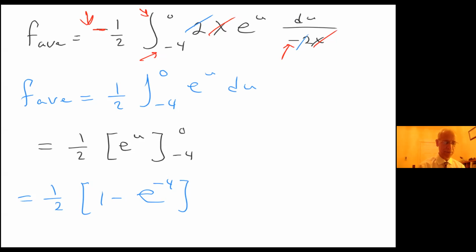Well, taking the integral of that, I have 1/2 times the integral of e to the u, which is e to the u, from -4 to 0. When I plug in 0 for u, e to the 0 is 1. And when I plug in -4 for u, I have e to the -4. Okay, I'll talk to you soon.